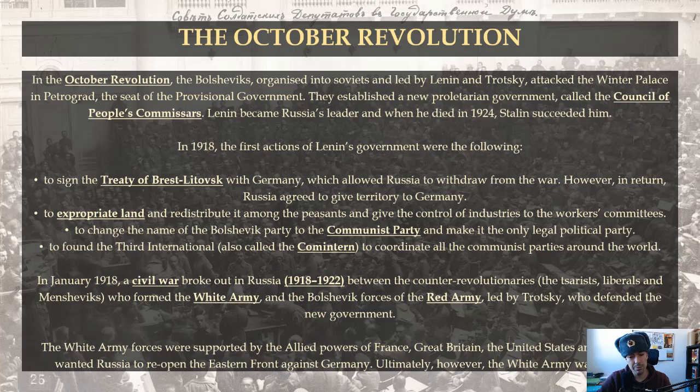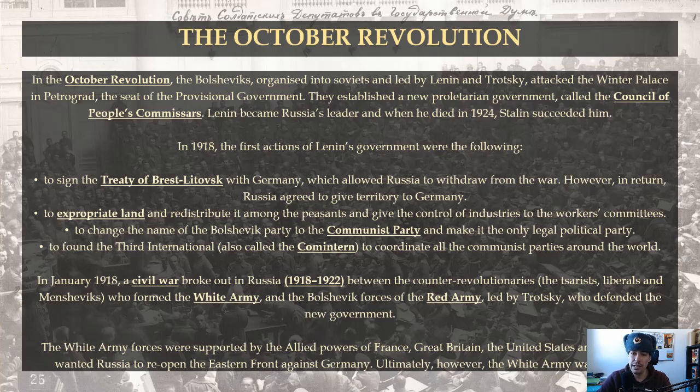They expropriated the land and redistributed it among the peasants, and gave the control of industries to the workers' committees. They are socializing the means of production. Okay, they are following the Marxist doctrine. They changed the name of the Bolshevik Party to the Communist Party, and it was made the only legal political party. It was a dictatorship.